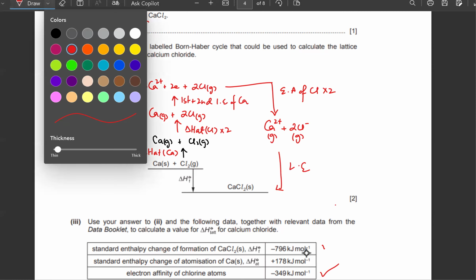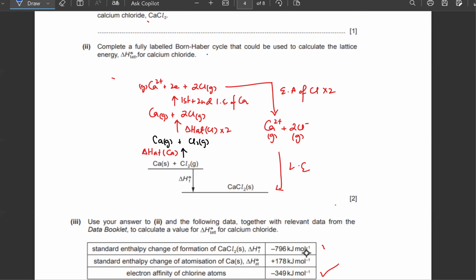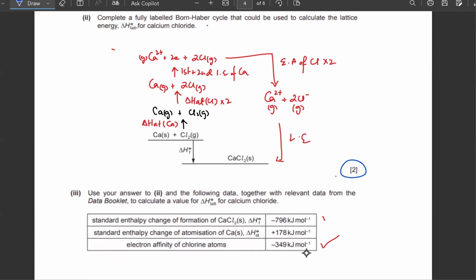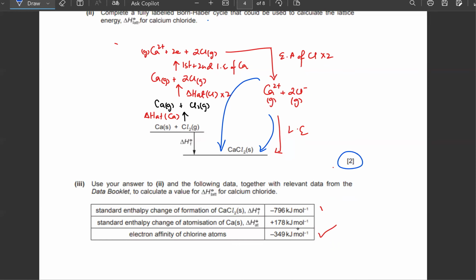Again, this is 2 marks for the complete labeled Born-Haber cycle. So the lattice energy is equal to the other path, which is this entire path. All the arrows have to change direction and you're going to solve for it. TK, is this clear? This one? Yes, sir. So just last one, try solving this one because they're going to ask you for the answer.